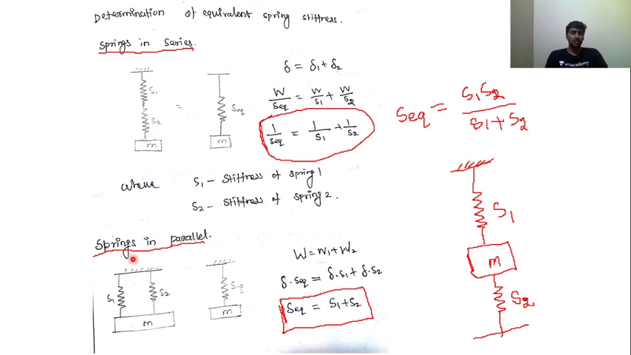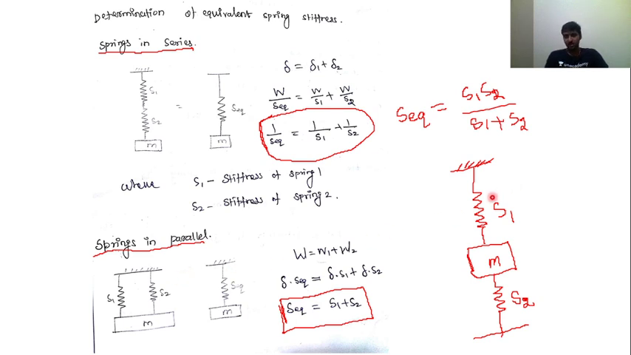But coming into the parallel case, if you cut only one spring, the remaining spring will still hold the system. So in order to remove the mass from the support, we need to cut both springs at the same time. Simultaneously we have to cut both springs. Then only the mass will be removed from the support.